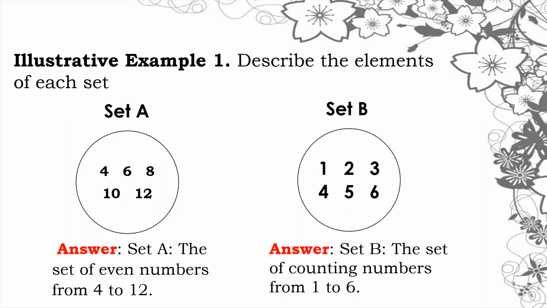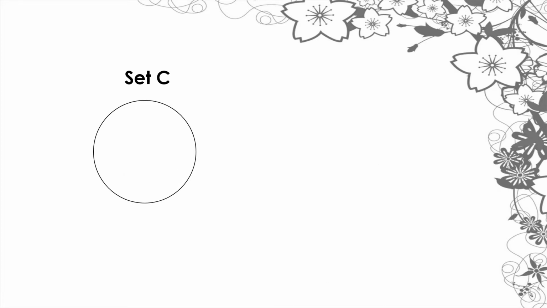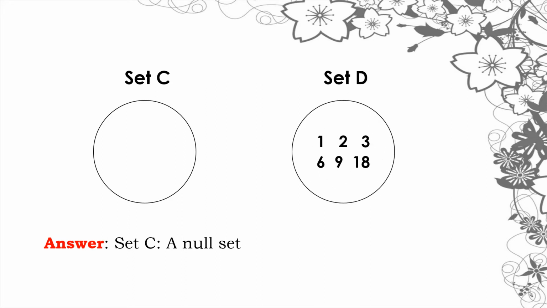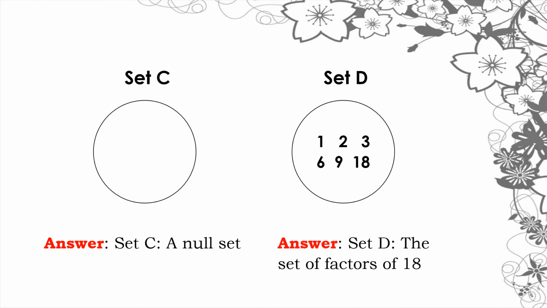Next set, we have set C. How do you describe the elements of set C? Of course, set C is a null set. How about set D? In set D, we have 1, 2, 3, 6, 9, and 18. How do you describe set D? Set D is the set of factors of 18. All the elements in set D are factors of 18.